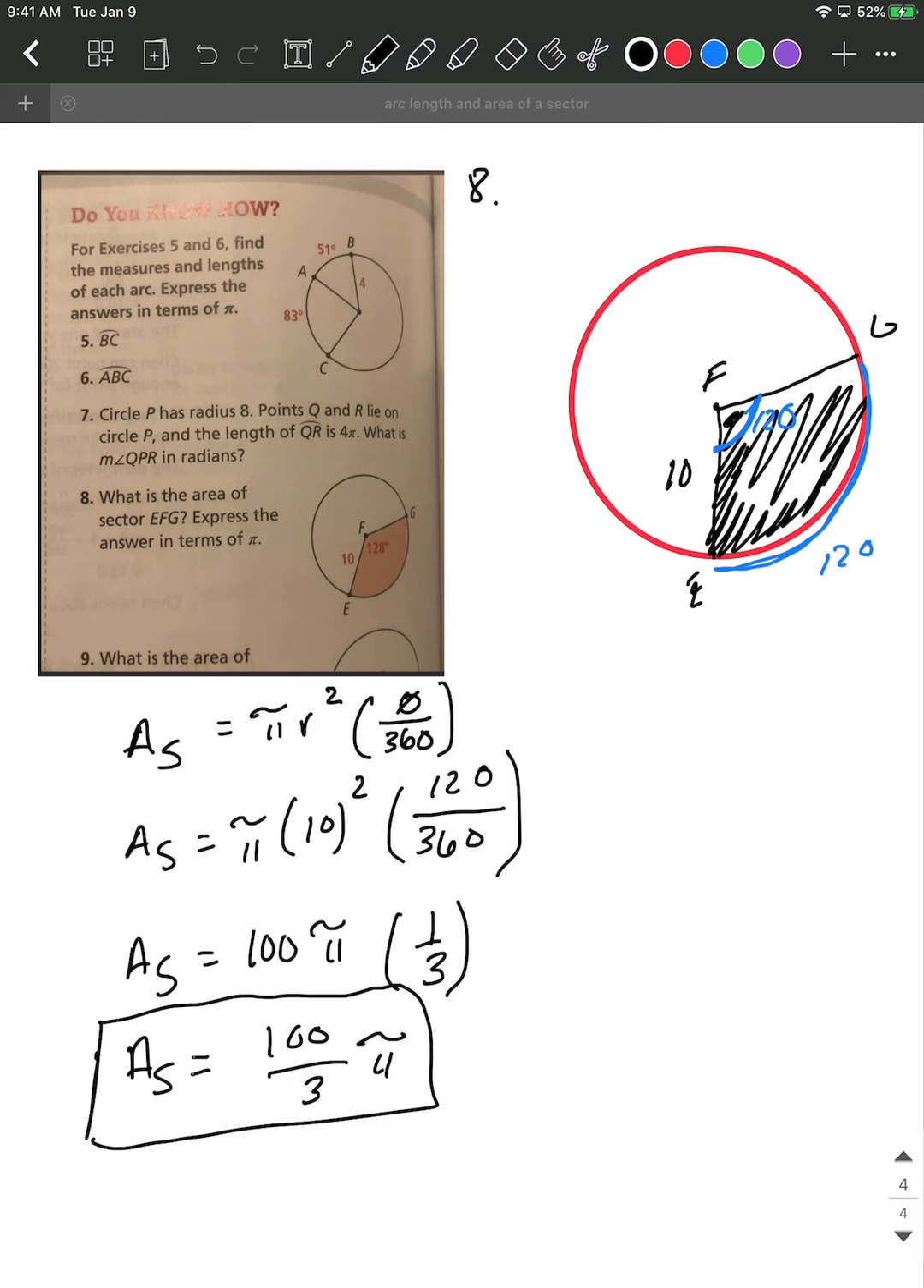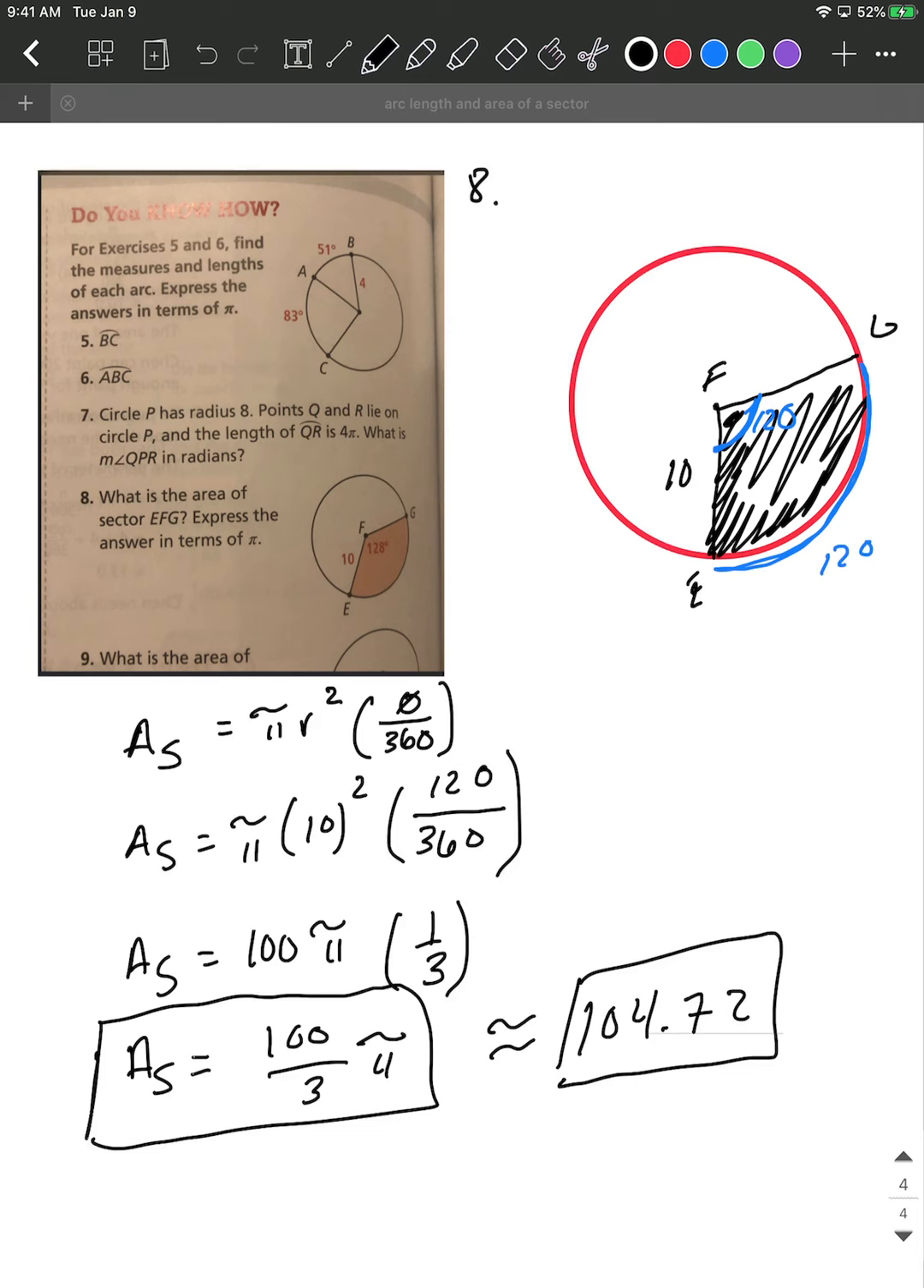But if you wanted to see what the actual value of it would be, give me 1 second. 104, there you go. So the approximation of this would be 104.72. That doesn't really tell us much, which is why I'm just going to go ahead and leave it in terms of pi.